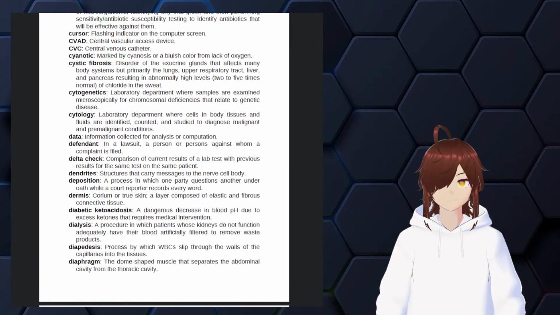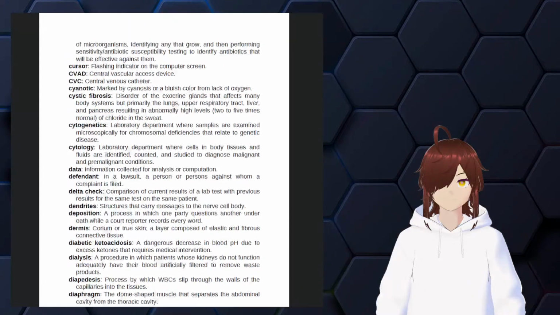Delta check, comparison of current results of the lab test with previous results for the same test on the same patient. Dendrites, structures that carry messages to the nerve cell body. Deposition, a process in which one party questions another under oath while the court reporter records every word. Dermis, corium or true skin, a layer composed of elastic or fibrous connective tissue.